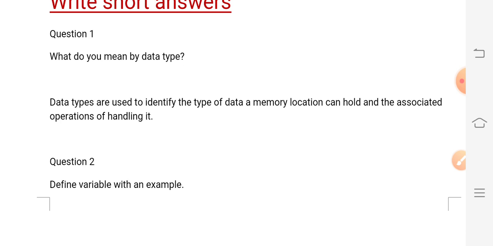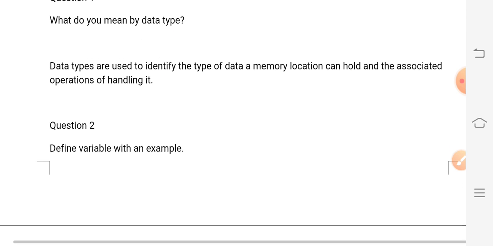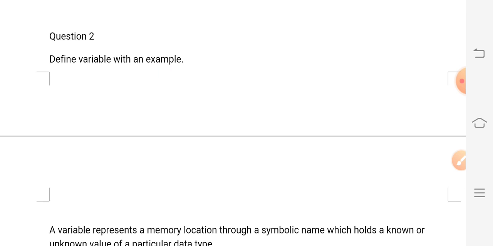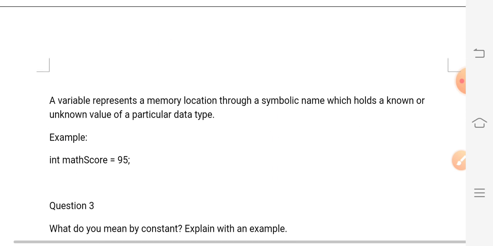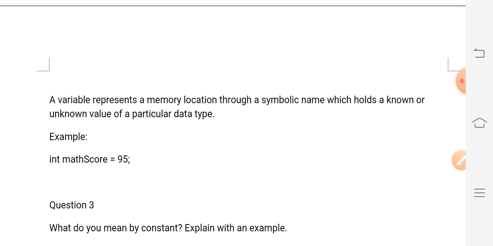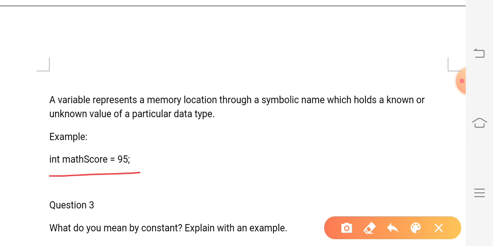What do you mean by data type? So data types are used to identify the type of data a memory location can hold and the associated operations of handling it. Question number 2, define variable with an example. So here is the answer for this. And even example also I have given here, but you can take any of the example, like you can take here int n is equal to 10. This is also correct because you have to tell what is variable. तो एक example हमने लिया where n is a variable. So take any of the example.